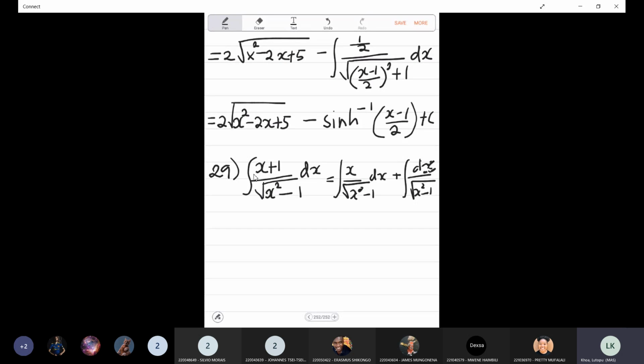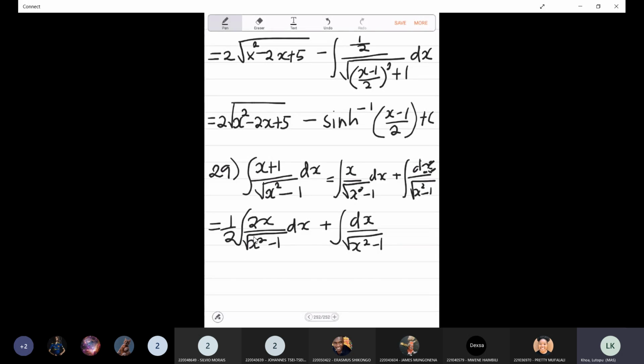Okay, my pen is not writing nicely. Okay, so that's dx over there. So this is how we split it up. But then the derivative of the denominator, we say there's a 2 there. So we need to add a 2 there and then a half outside. So this is a half integral of 2x over the square root of x squared minus 1 dx plus the integral of dx over the square root of x squared minus 1.